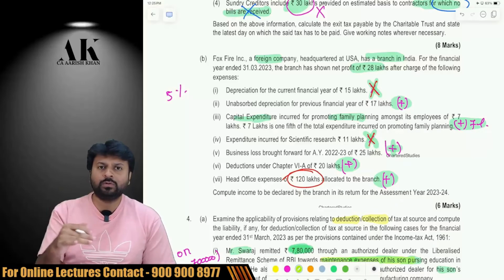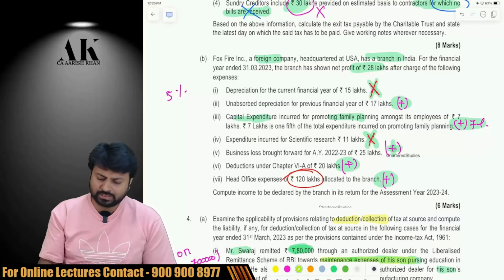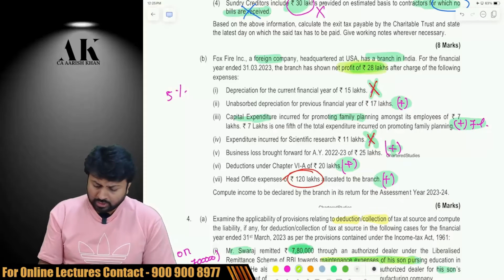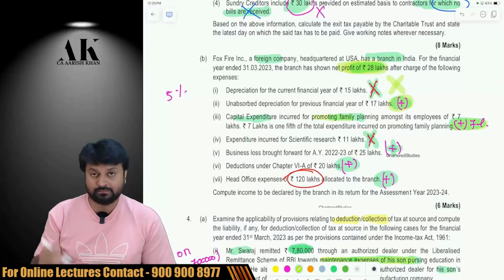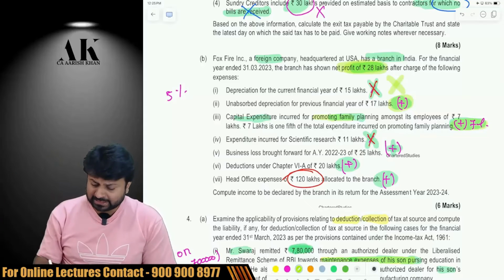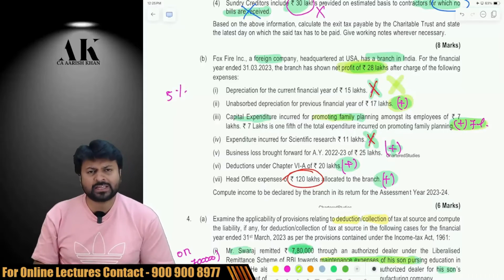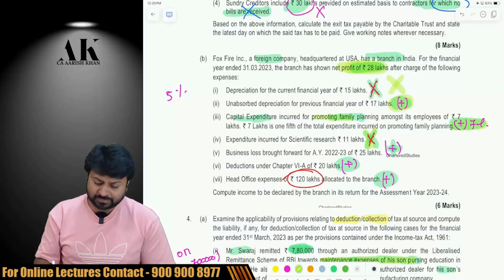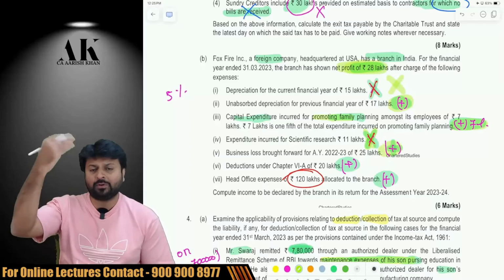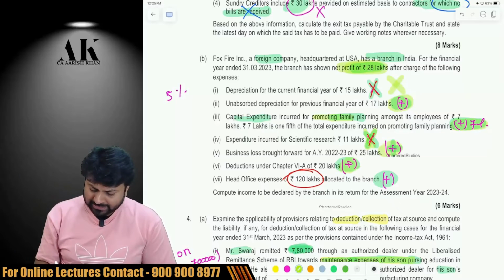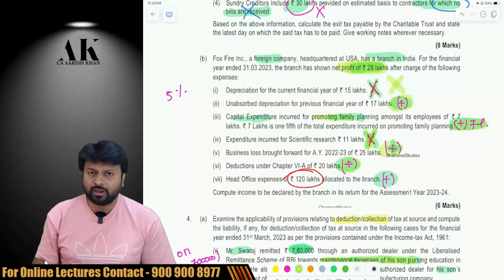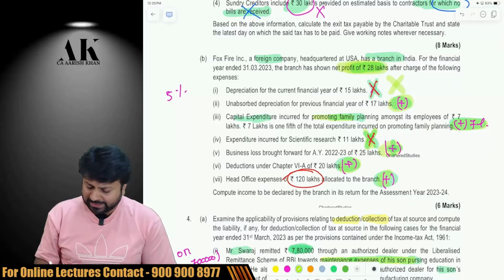Now, how to compute the adjusted total income? Adjusted total income is your total income plus depreciation. No, do not add depreciation. Plus UAD. Yes, add UAD. Plus family planning capital expenditure. Yes, family planning capital expenditure will also be added. Plus scientific research expenditure. No, do not add scientific research expenditure. Plus brought forward loss. Yes, add brought forward loss. Plus Chapter 6A. Yes, add Chapter 6A. Plus head office expenses which are allocated to the branch. Yes, you have to add back.